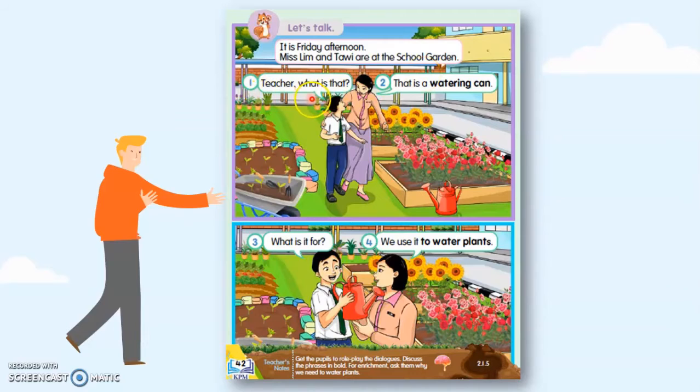Teacher, what is that? That is a watering can. See? Watering can. What is it for? Tawi asking. We use it to water plants.